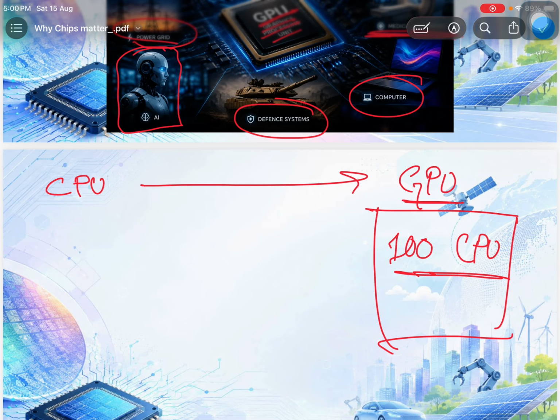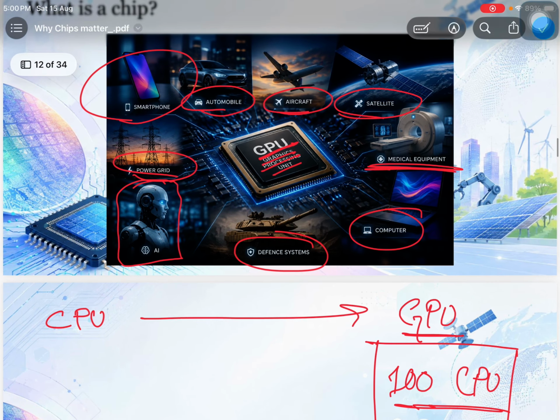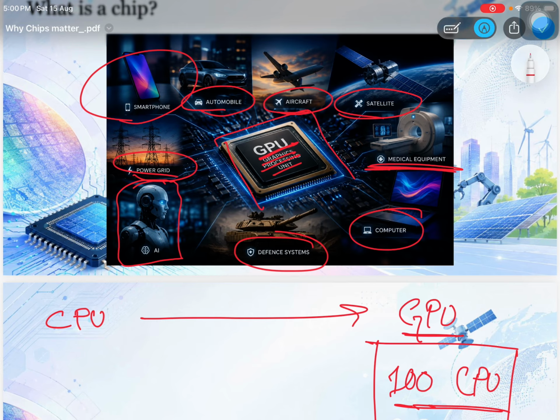And this GPU thing, like I explained earlier, semiconductor is not one industry, it is an enabler of industry. It is enabling other industries. Semiconductor is one industry which is enabling other industries.